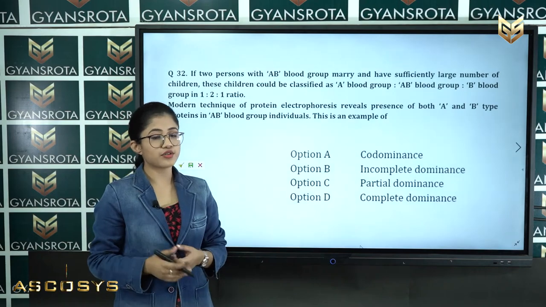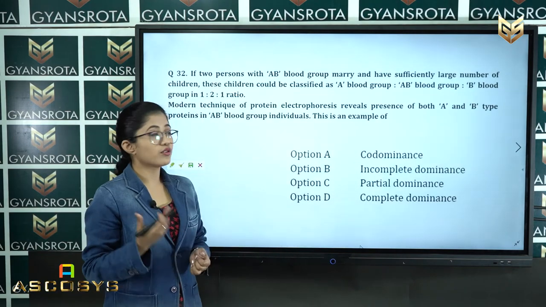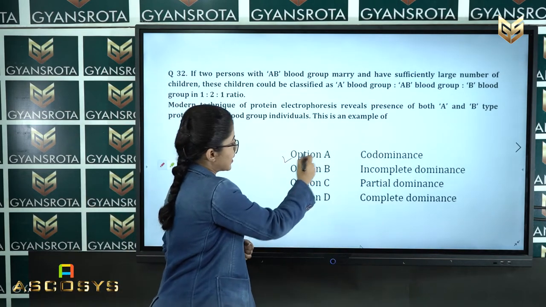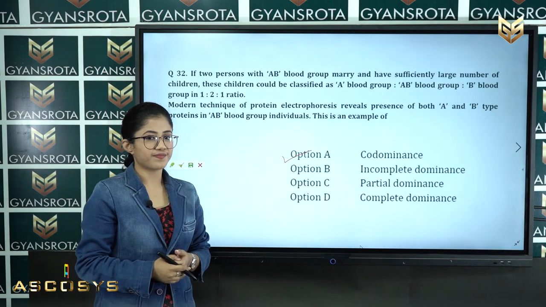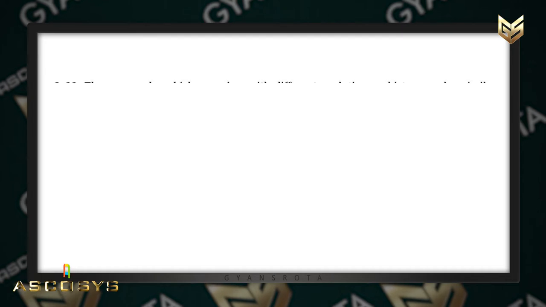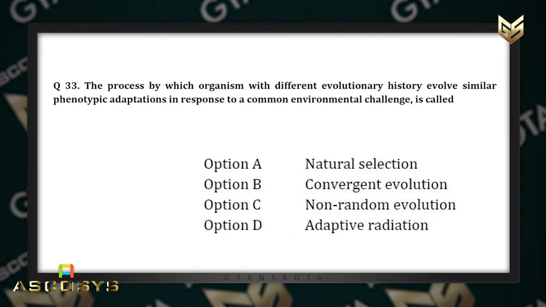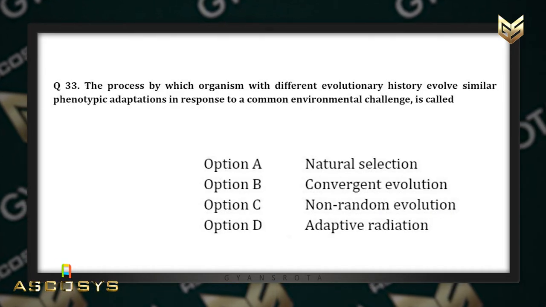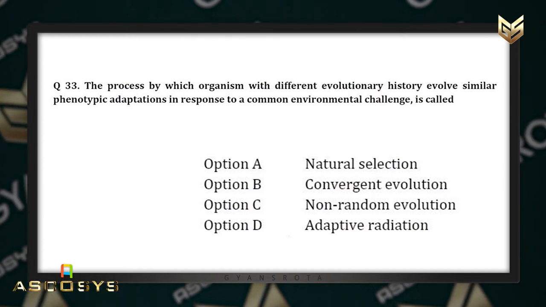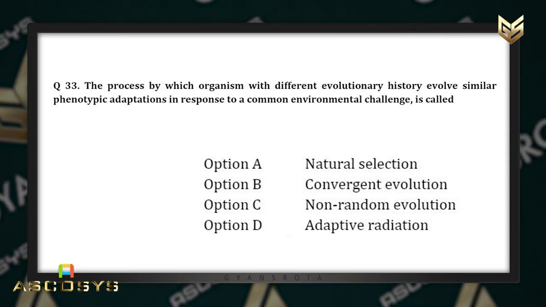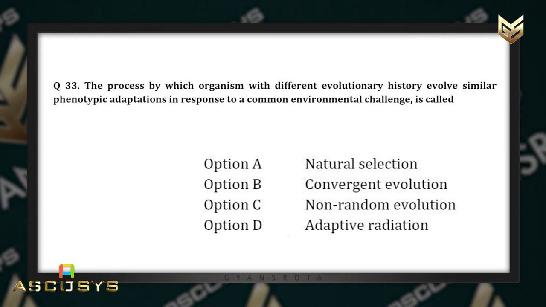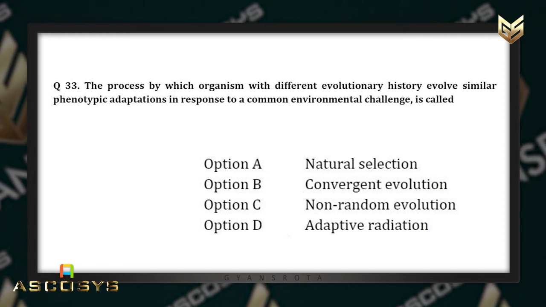So what is the correct answer, student? AB blood group is a good example of codominance, which means option number A is the correct answer for this question. Now let's see the next question, that is question number 33. The process by which organisms with different evolutionary history evolve similar phenotypic adaptations in response to a common environmental challenge is called option number A, natural selection, option number B, convergent evolution, option number C, non-random evolution, option number D, adaptive radiation.